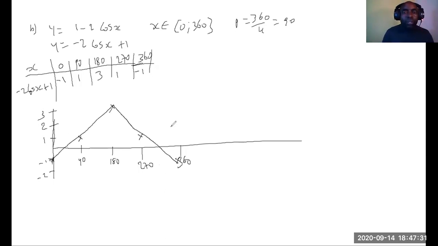So this is y equals negative 2 cos x plus 1. Okay, that is excellent.